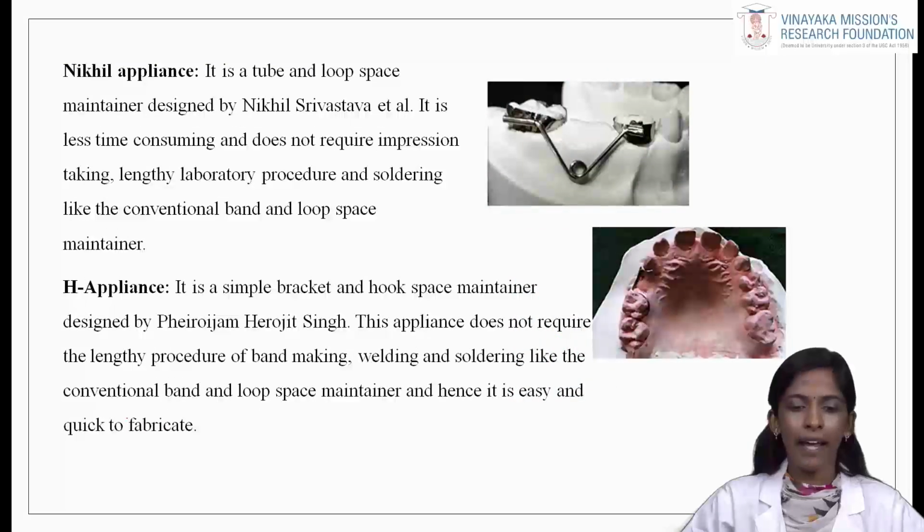Next is Nichols appliance. It is a tube and loop appliance maintainer designed by Nikhil Srivastava et al. It is less time consuming and does not require impression taking, lengthy laboratory procedures and soldering like the conventional band and loop space maintainer. Next is Hedge appliance. It is a simple bracket and hook space maintainer designed by Hirojit Singh. This appliance does not require the lengthy procedure of band making, welding and soldering like the conventional band and loop space maintainer, and hence it is easy and quick to fabricate.